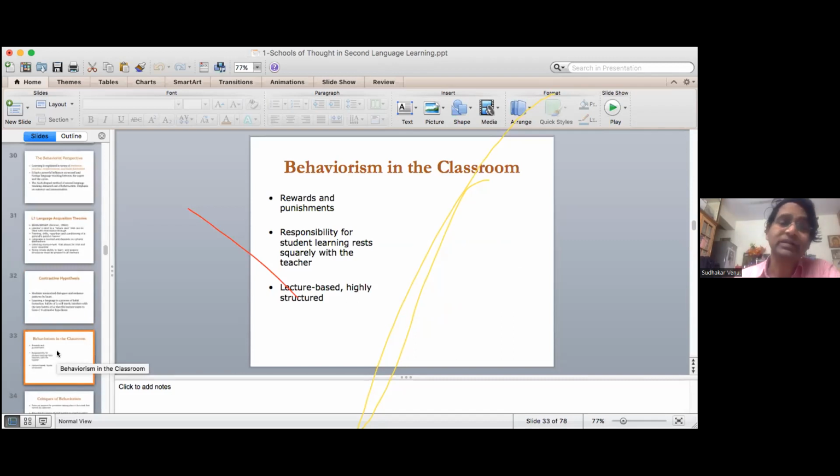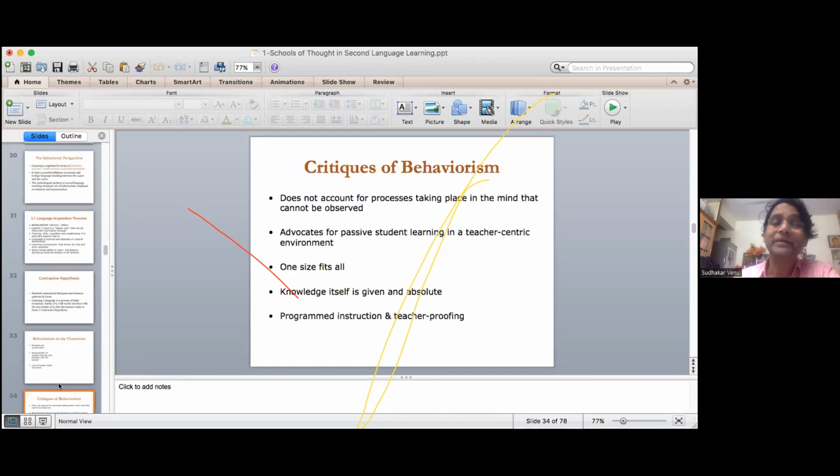behavioristic psychologists. And with rewards and punishments, responsibility for student learning rests totally on the teacher, and they emphasize lecture-based, highly structured learning. And as I mentioned, what is happening in the mind they have not considered at all. And student learning has become so passive because of the teacher-centric environment.